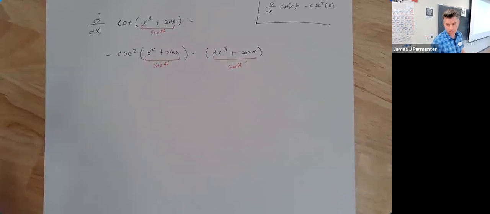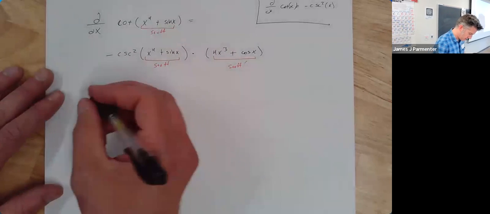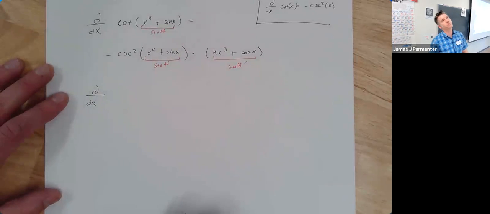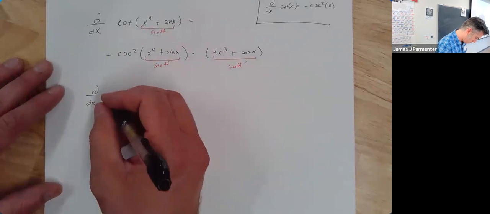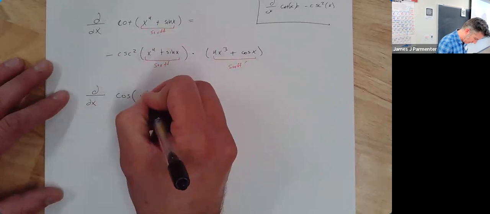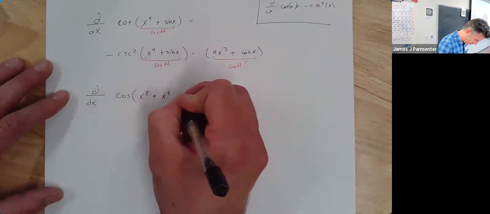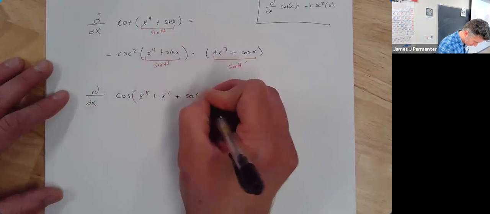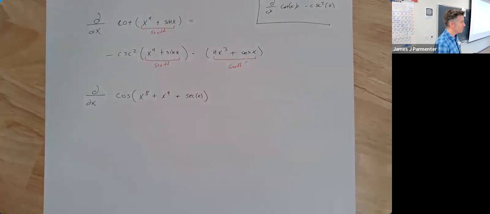Cool. Why don't you guys try this next one? I want you to find the derivative of, sure, let's do cosine of x to the 8th plus x to the 4th plus, sure, secant of x. Yeah, it's a little gross. It's not that gross though. You can do it.